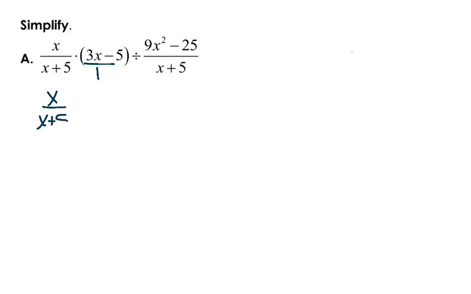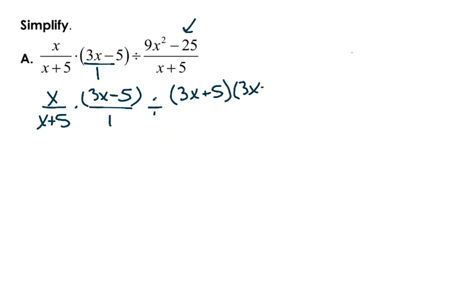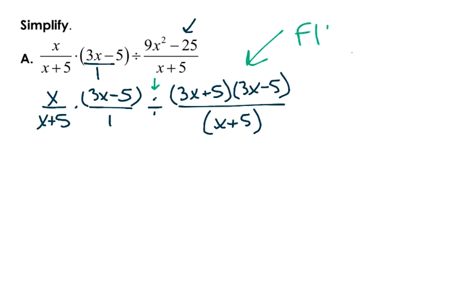My second fraction is a factor of 3x minus 5 over 1 divided by... I'm going to factor. The only thing that factors here is this top. That's a difference of squares, so it's 3x plus 5, 3x minus 5. My denominator is x plus 5. Now, the only one that's going to have to flip is whatever comes after the division sign. So we're only going to flip this second one.